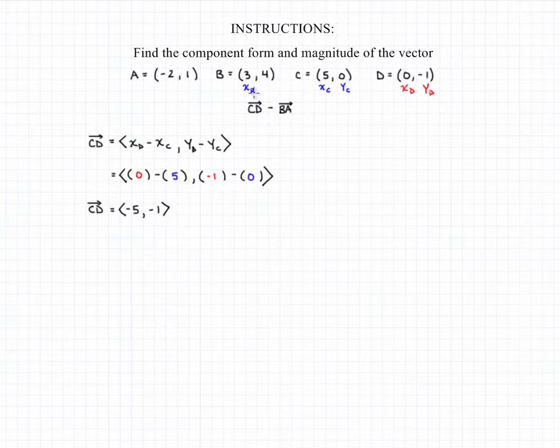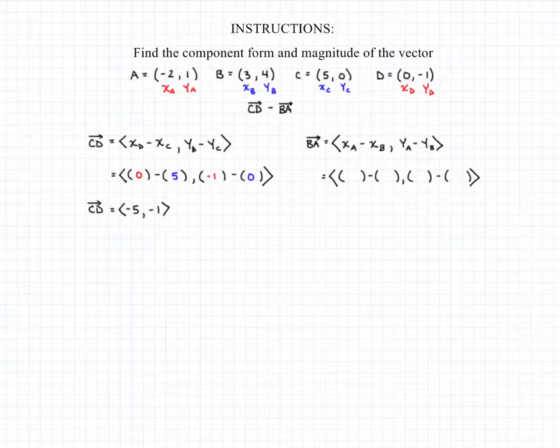Now we can repeat the process with the vector BA. We want to label our points B and our points A. And again, we're moving from B to A, so we take the values for A and we subtract the component values for B. So we say XA minus XB and YA minus YB. And the only reason we're not using X1 and Y1 is because we'd have to do it twice, and that could be confusing when we have 2 points that we have to set up.